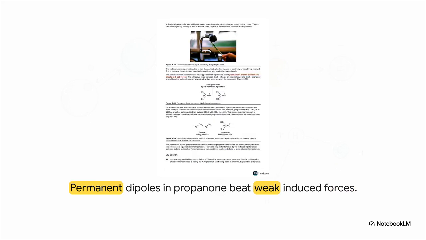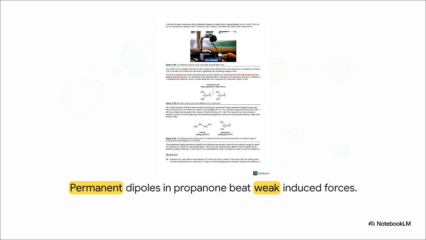Now let's compare those temporary forces to permanent ones. Think about propanone versus butane. They both have roughly the same number of total electrons, right? So their temporary, induced forces should be about the same. But check out their boiling points. Butane boils right around 0 degrees Celsius, while propanone needs a whopping 56 degrees to boil.